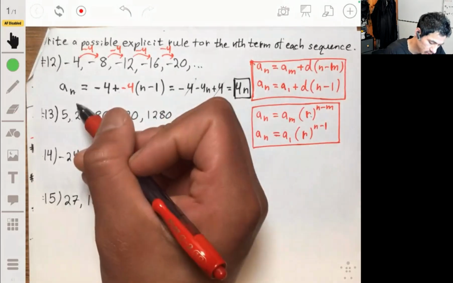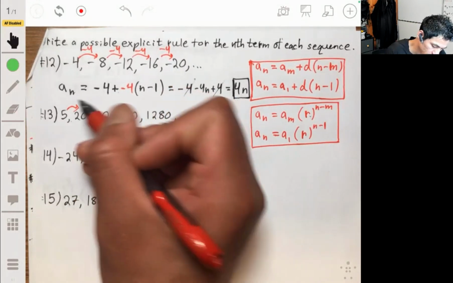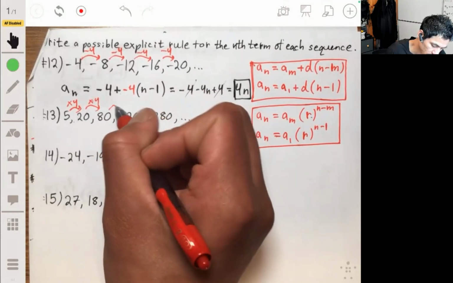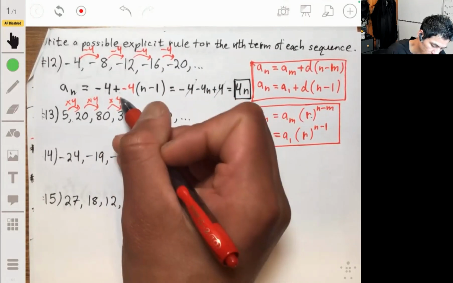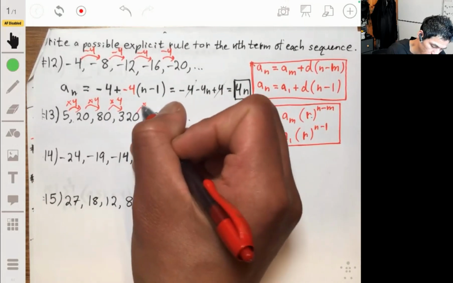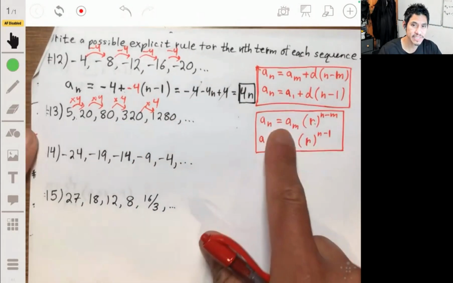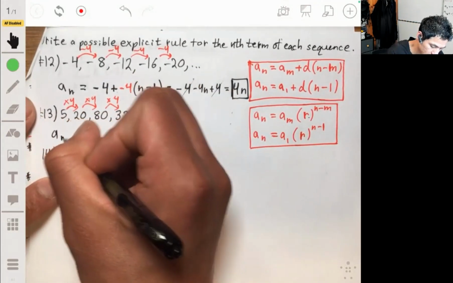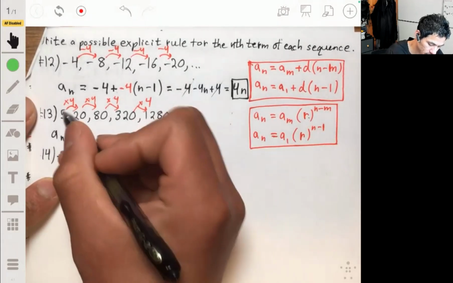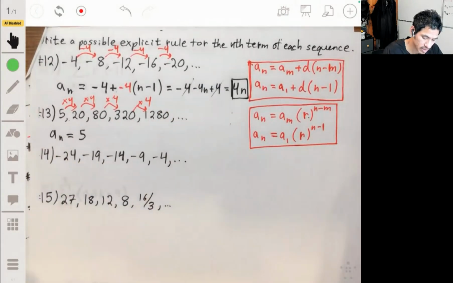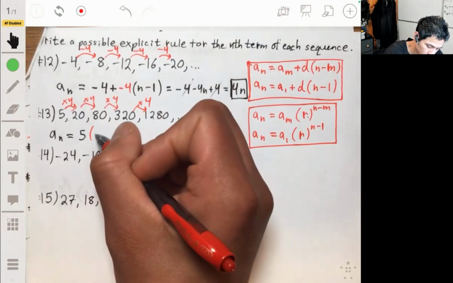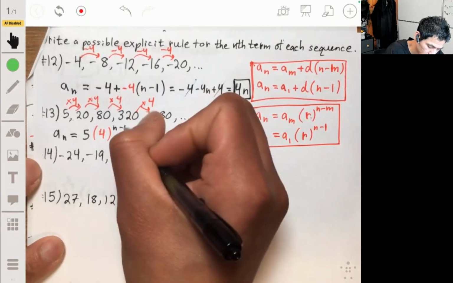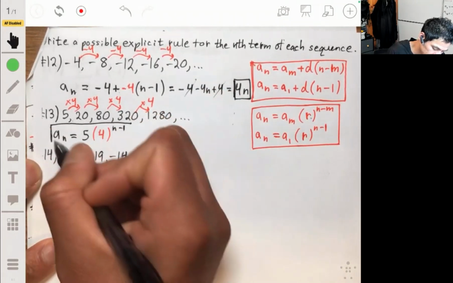Okay, for the next one, you can see that you're multiplying by 4 each time. If we keep on multiplying by 4, we're going to generate the next term. So this is a geometric sequence. So we can find the nth term, AN, as being equal to the first term, 5, times our common ratio R, which is 4, to the n minus 1 power. And that's your equation.